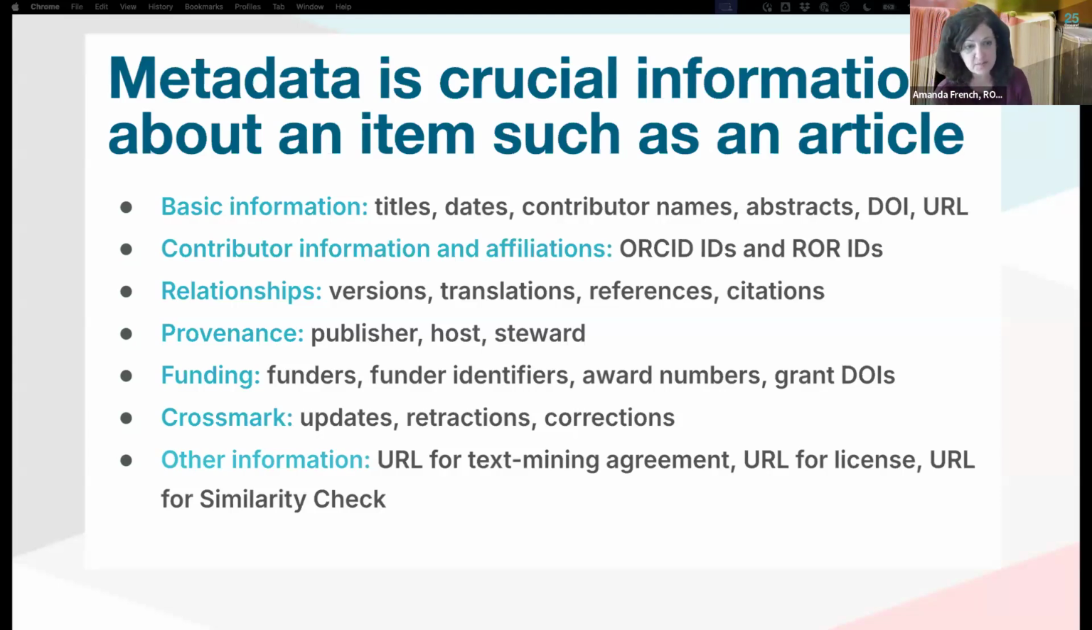Crossref offers a service called Crossmark, which we're not really going to go over today, but that's a very interesting set of information about updates to an article, including when an article is retracted or corrected. And there is also a lot of information about what are the license terms for this article? Can this article be used for automatic text mining? What is the similarity check URL for this article? Similarity check is another service that Crossref provides that we're not going to go over in great detail today, but we're happy to talk more about that with you later.